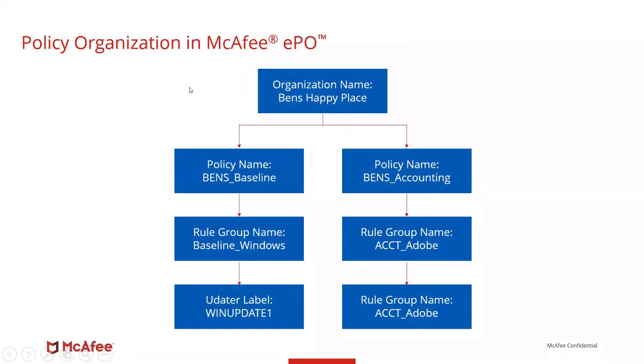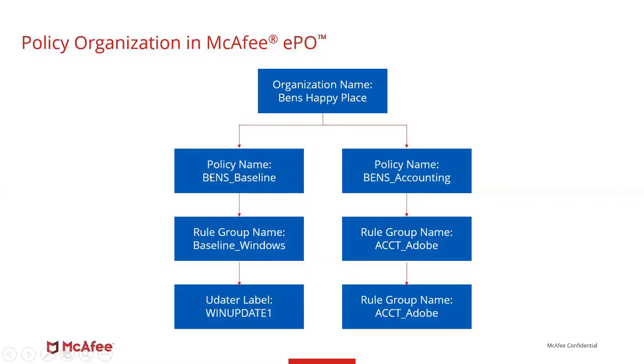And when we talk about naming convention, that's really where these next few slides come into play. Here we made a pretend organization, and it's called Ben's Happy Place. And then basically what happens is you have a policy that's going to be your baseline. And within your policy, that's going to contain rule groups. And the rule groups are then going to contain multiple different updaters. So what we recommend is naming your different policies based off of what type of role or function it's going to have. So whether it's baseline, whether it's accounting, whether it's an HR machine, that's where that policy name would come into play.